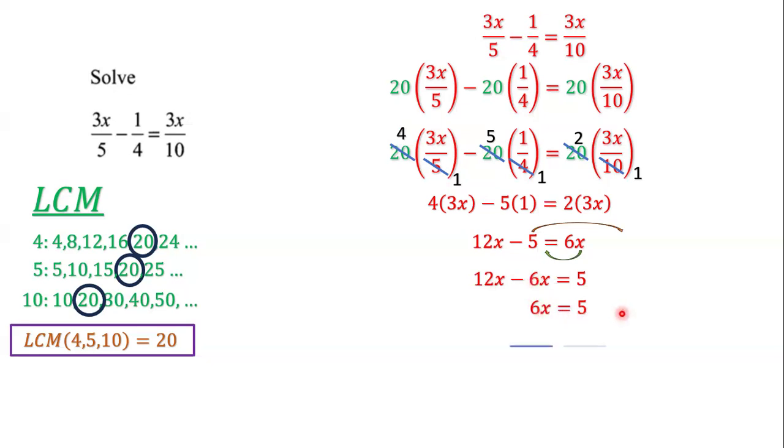Next, we divide both sides of this equation by 6. And so we have 6x divided by 6 and 5 divided by 6. We cancel this 6 with that 6, so we are left with x is equal to 5 over 6. And x is equal to 5 over 6 is our final answer to this linear equation. So x is equal to 5 over 6 satisfies this linear equation.